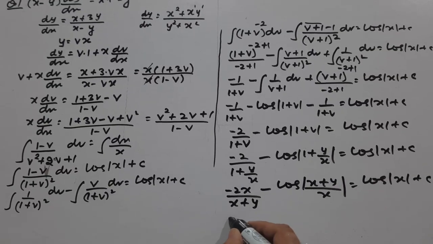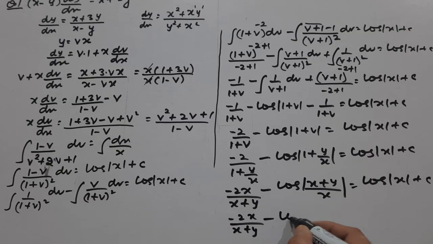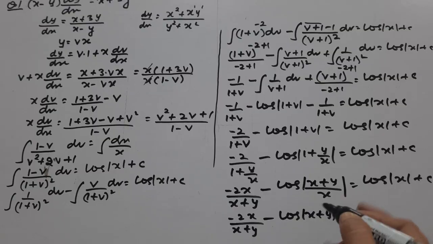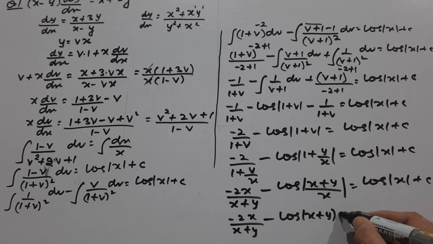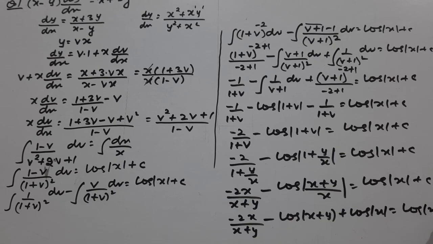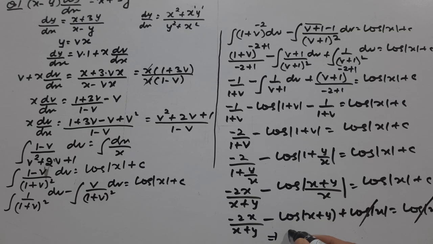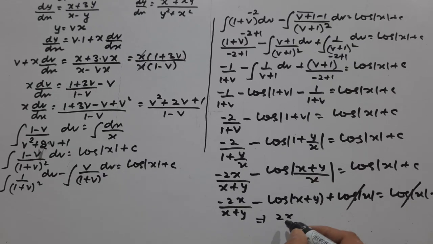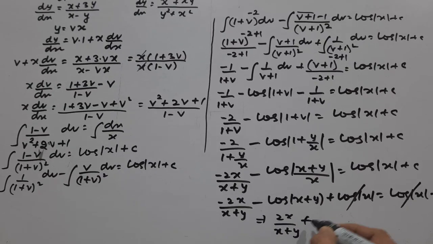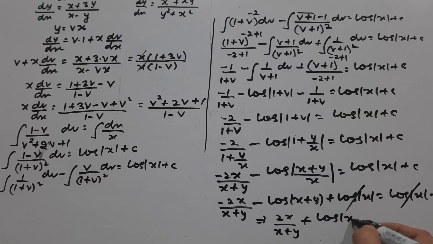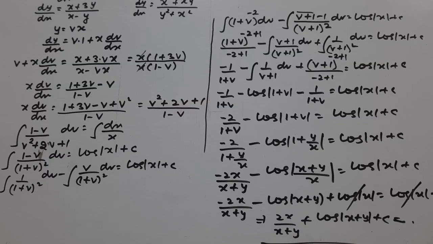Now minus 2x upon x plus y, now log m by n is equal to log m minus log n, but here we have minus sign outside, so we get plus log x equal to log x plus c, cancelling log x with log x. So this is the answer. So we can write the answer will be 2x upon x plus y plus log (x plus y) plus c equal to 0. So this is the solution of this question.